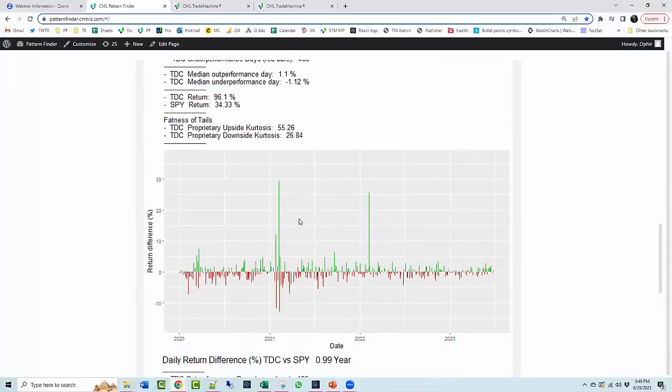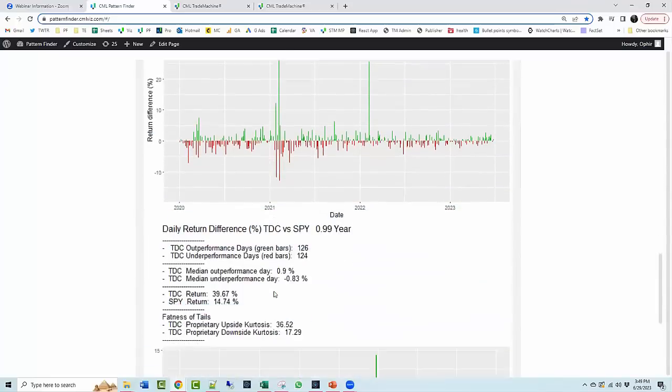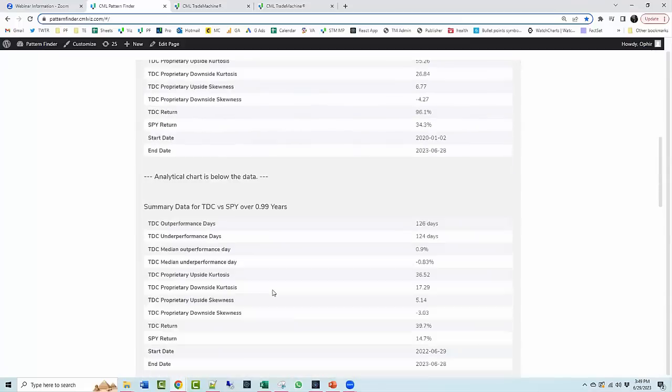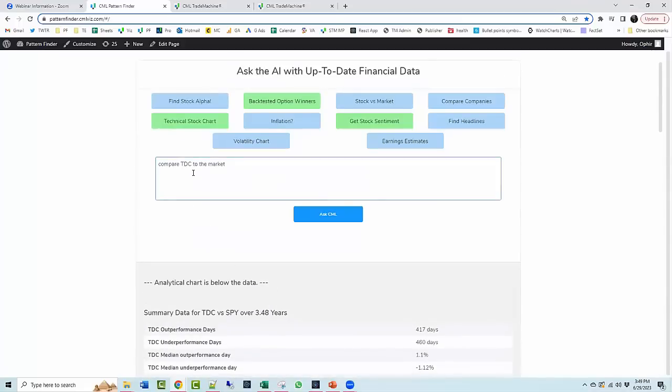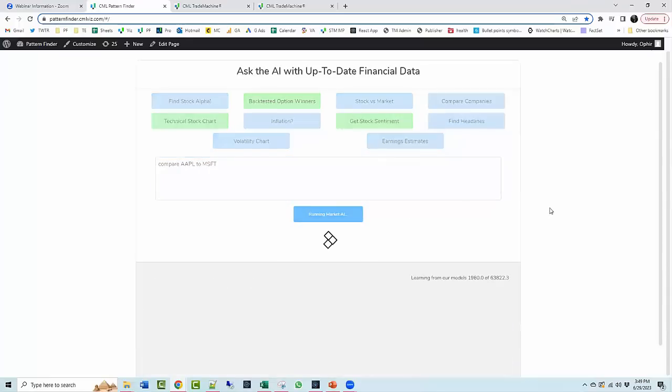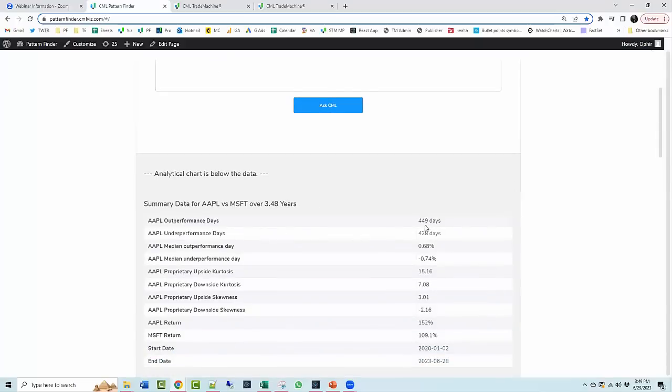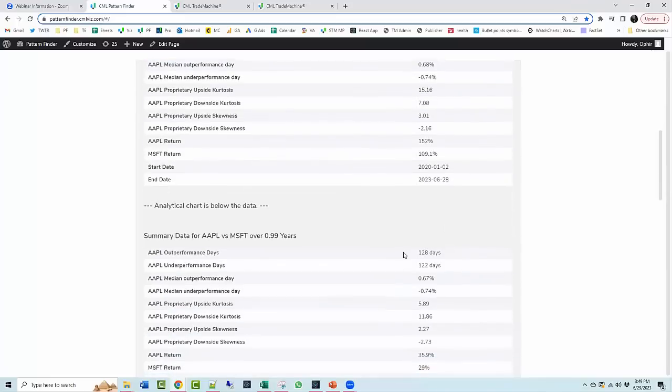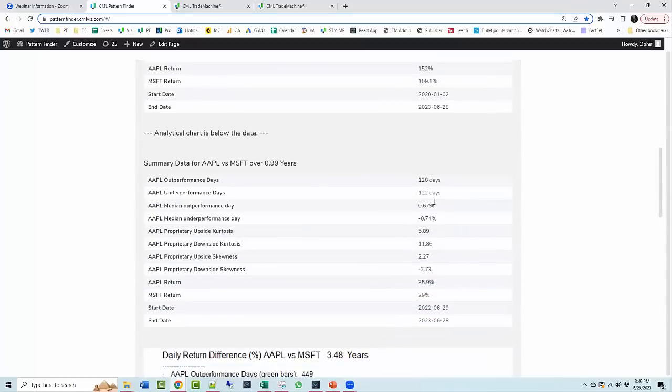Here is a chart of the days it outperformed and the days it underperformed the market over 1 year and 3 years. If you wanted to compare a stock to another stock and not just the market, like if you wanted to compare Apple to Microsoft, you can do that now too. Okay. Apple has outperformed Microsoft 21 more days than it has underperformed in the last 3.5 years. Let's see the last year. Six more days in the last year. Its outperformance day is actually smaller than its underperformance day, which is another way of saying Microsoft's outperformance day versus Apple is larger.